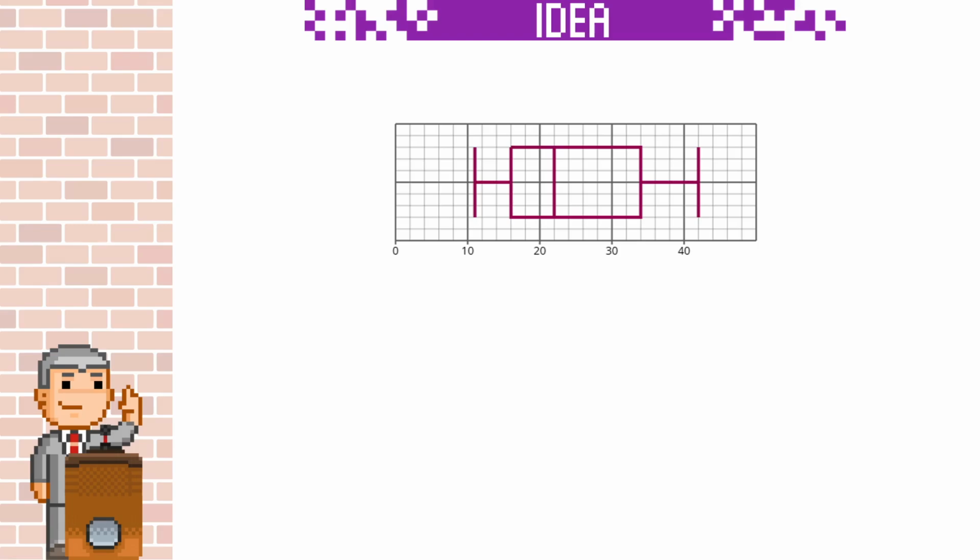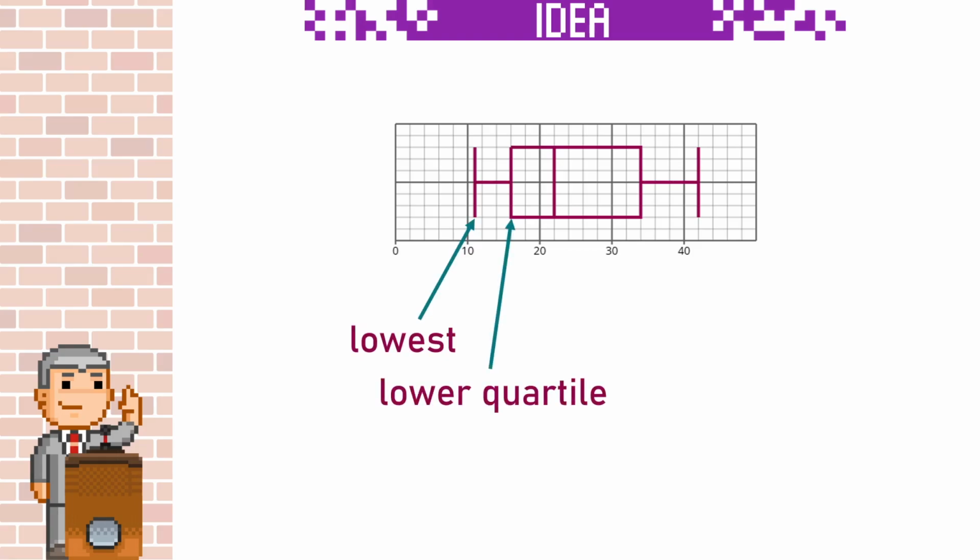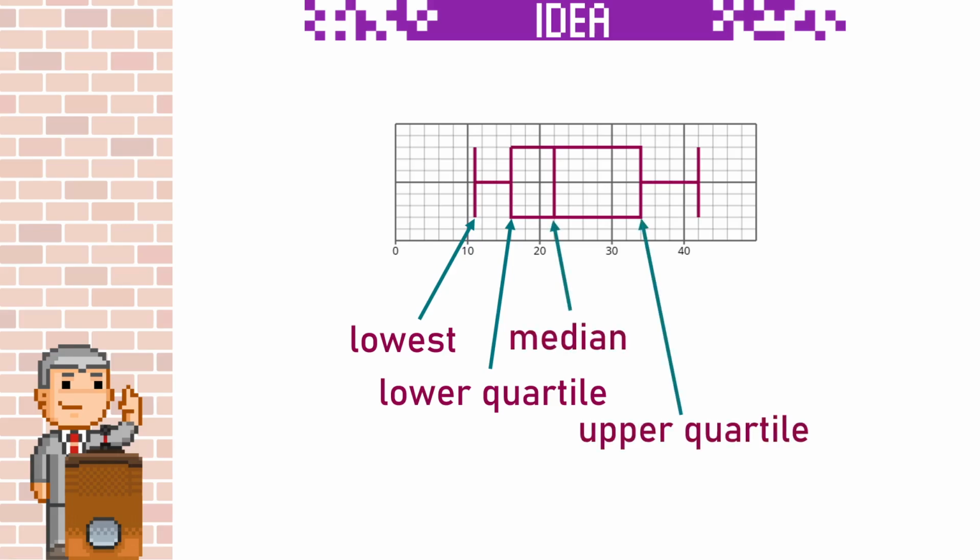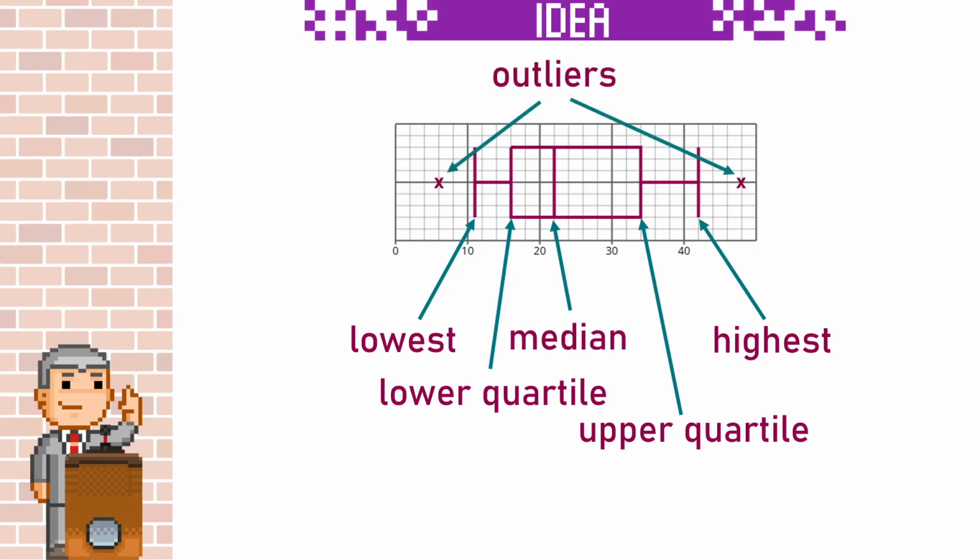There are 5 points to mention. The lowest value goes here, the lower quartile goes here, the median goes here, the upper quartile goes here, and then the highest value goes here. If there are outliers, these can be represented outside of the data by using little crosses to show them.